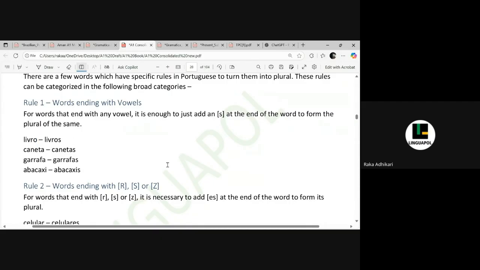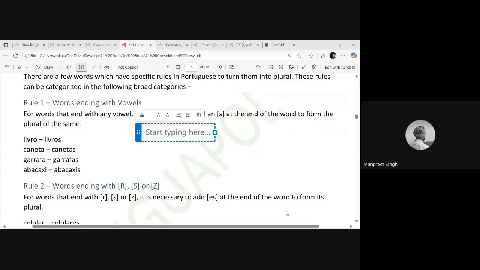So what are the 5 vowels in Portuguese? What are the 5 vowels we have? A, E, I, O, U. Temos 5 vogais, 5 vowels in Portuguese. A, E, I, O, U. Now, if any word ends with any of these vowels, then we will simply add an S to make the plural of it.